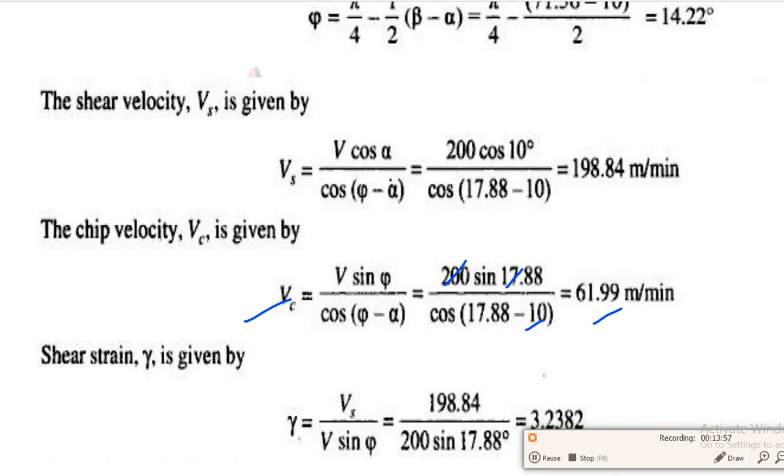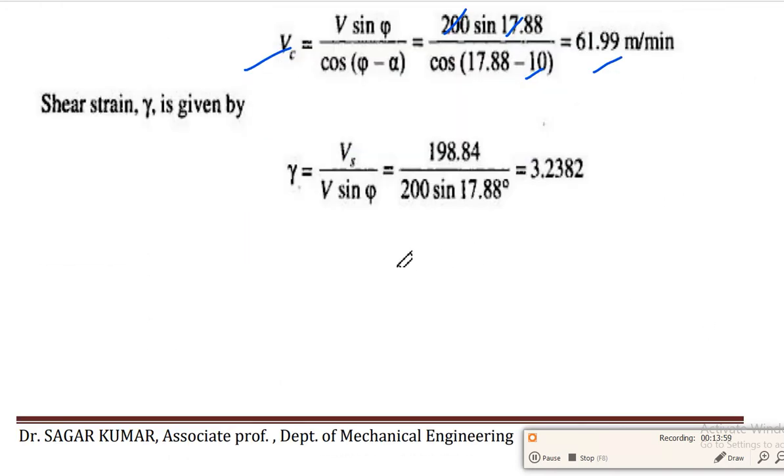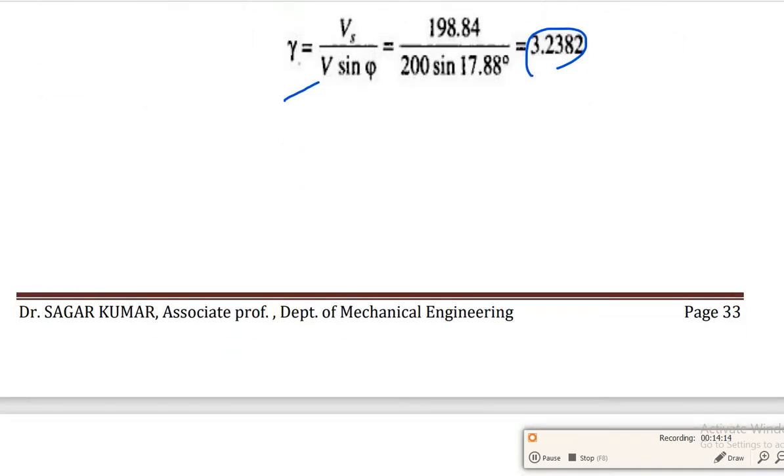Now further, we will get the shear strain gamma is given by gamma is equal to Vs by V sin phi. So we will get the value of gamma, that is the shear strain is equal to 1.3.2382 after calculating and putting all the data in this equation.